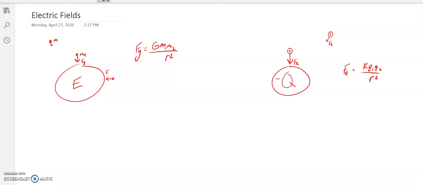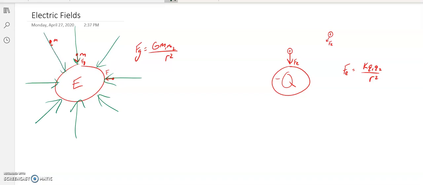So we need to be able to visualize this field around the Earth or around this charge. So around the Earth, let's do this in green, you can imagine that there are these invisible imaginary lines pointing inward towards the center of the Earth. They represent the gravitational field around the Earth. These lines give you an idea of, if you let go of an object, what direction that object is going to get pulled. And it's going to be tangent to those green field lines.